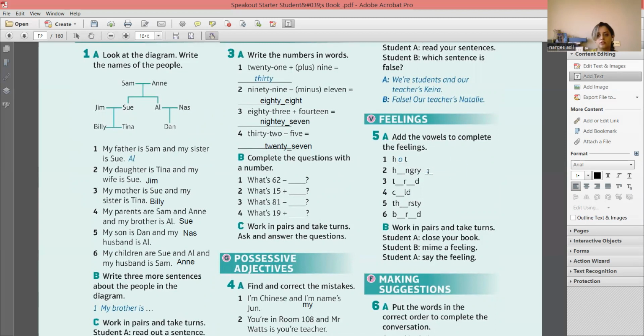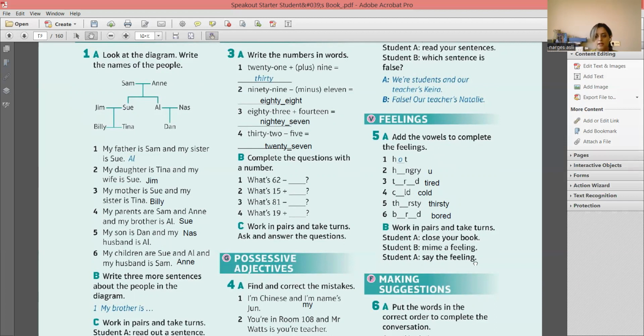Tired, sad, cold, thirsty, and bored. Bored means حوصله سر رفته، بی حوصله. اینها adjective هایی بود که بعد حفظ می کردیم و استفادهش می کردیم.